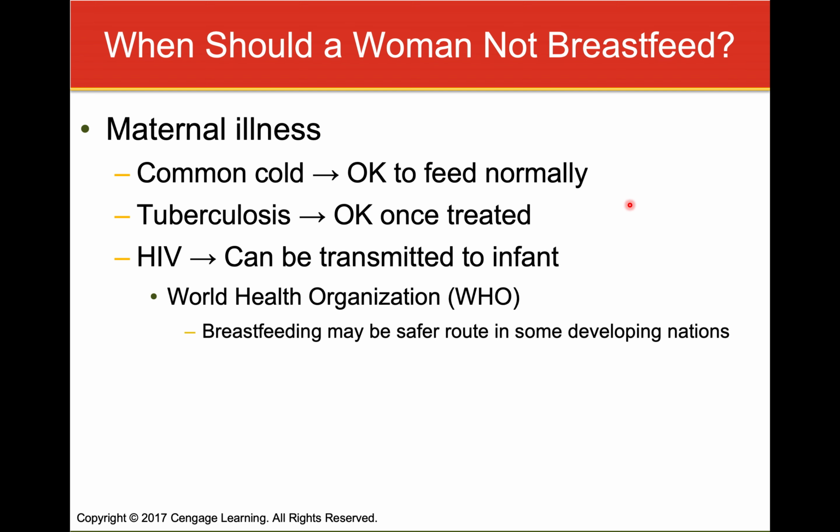With maternal illness, if somebody has the common cold, it's okay to feed normally. With something like tuberculosis, once it's treated, it's okay. HIV can actually be transmitted to the infant through breastfeeding. So, if there is adequate resources and access to formula feeding, that is the preferred route for somebody with HIV/AIDS. But the World Health Organization says that breastfeeding may be the safer route in some developing nations, right? If there's not adequate access to food or clean water, then the breastfeeding might actually be the better route. So that's interesting.